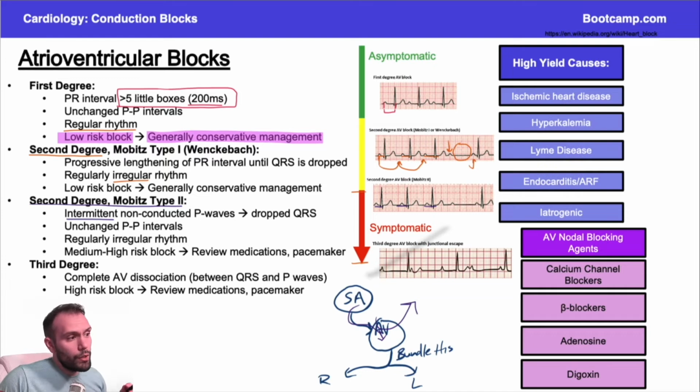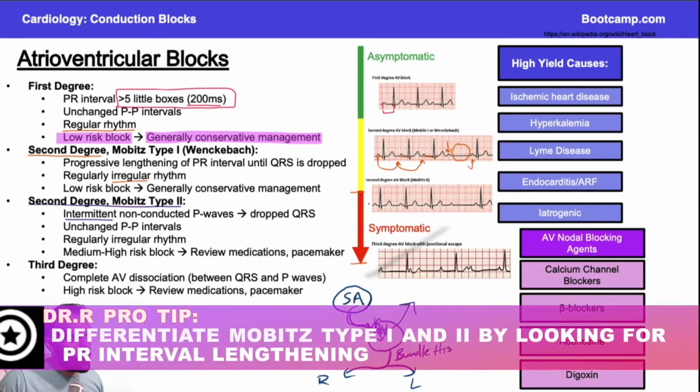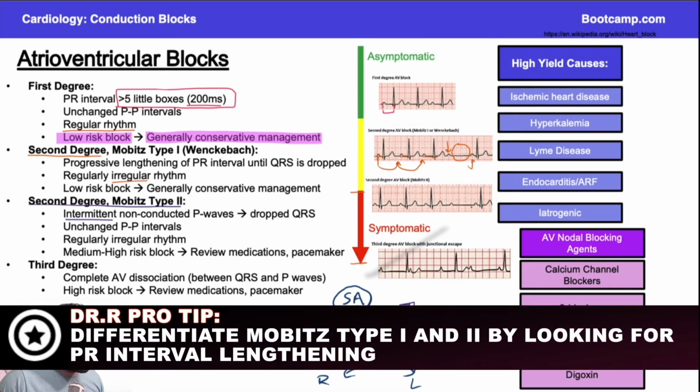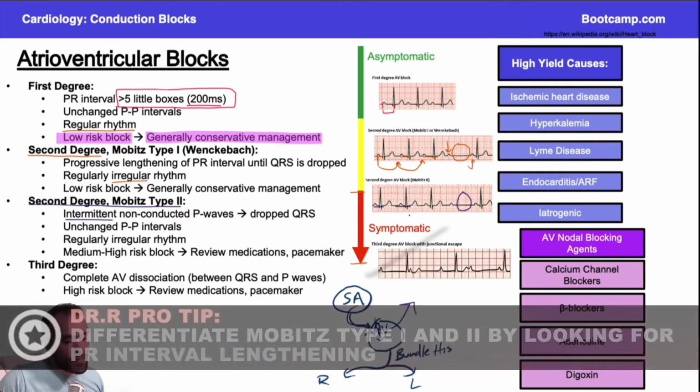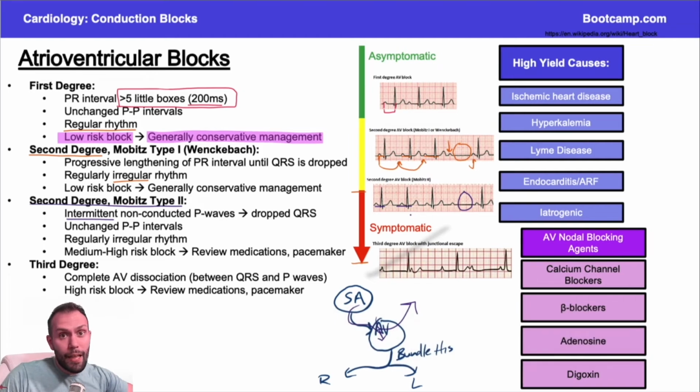So the key really to differentiating the Mobitz type 1 and type 2 is just to look at the PR intervals. Is the PR interval lengthening, right? You're going to see in both cases a dropped beat, but the key is look at the PR interval. Is it lengthening or not? If it's not lengthening, if it's the same and then you just drop a beat, then that's going to be a type 2, which would be more severe as opposed to a type 1.